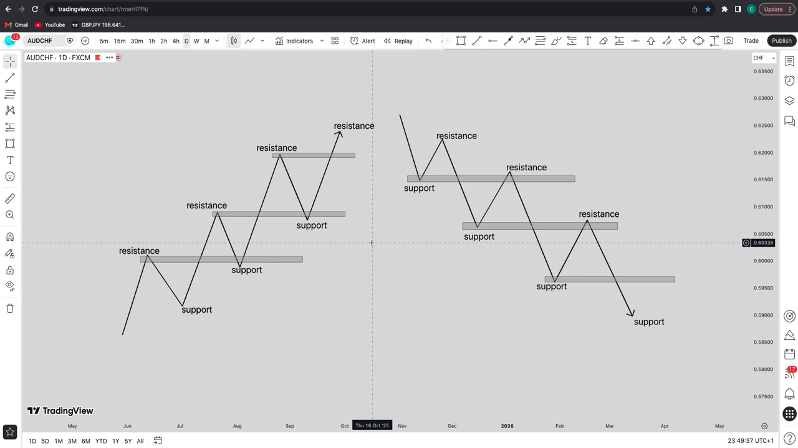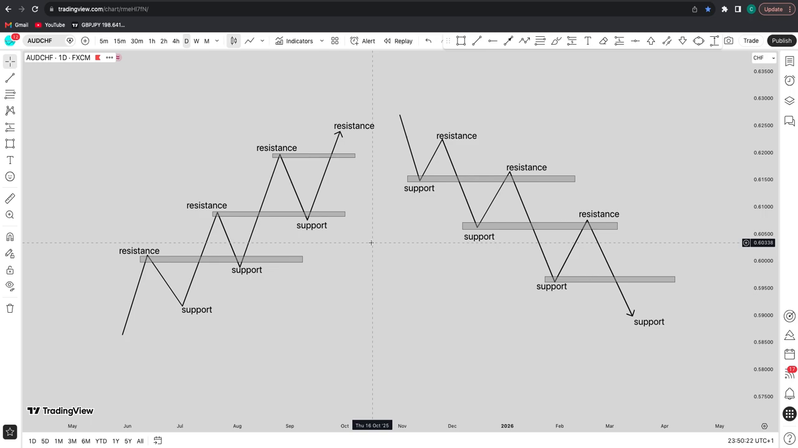Then resistance. Resistance is a price level where selling pressure is strong enough to prevent the price from rising further. Think of resistance as a ceiling above you. Let's say there's a ceiling stopping you from moving to the next level. We'll call that resistance. Something is resisting you. Then support, something is supporting you below. That is what is called support and resistance. So for resistance, when price approaches the resistance level, traders expect a movement to the downside.